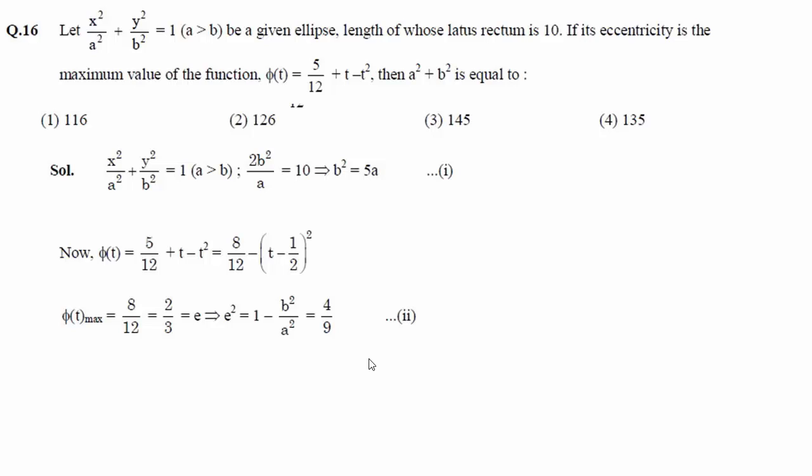This implies that e square equals 1 minus b square by a square, which is nothing but 4 by 9. This implies that a square equals 81 from equations 1 and 2. So, a square plus b square equals 81 plus 45 equals 126. Hence, the correct option is 2.